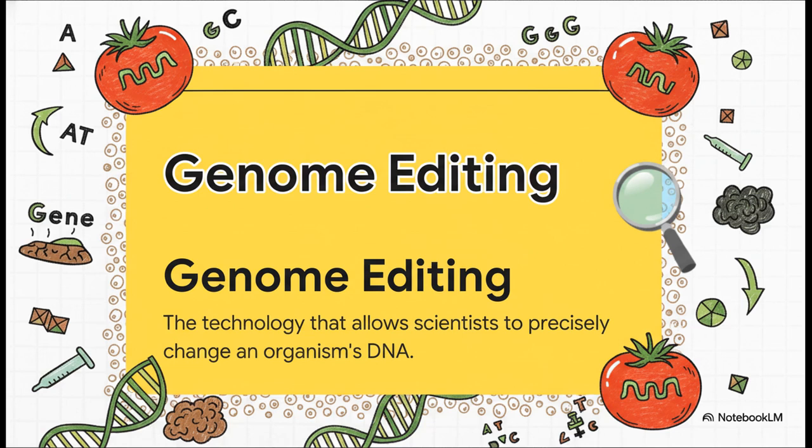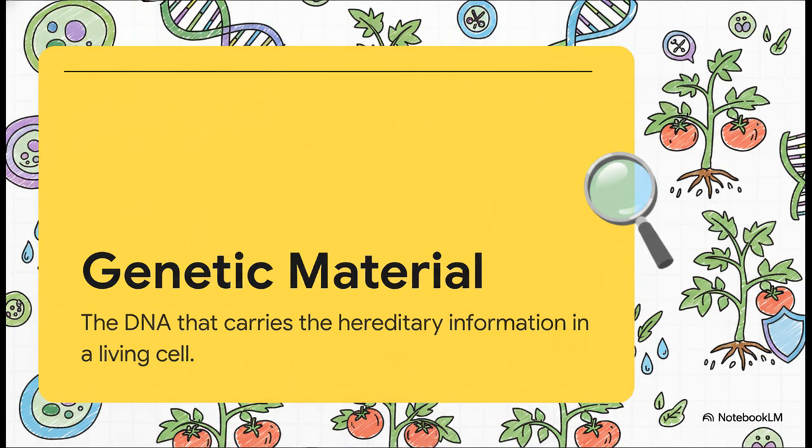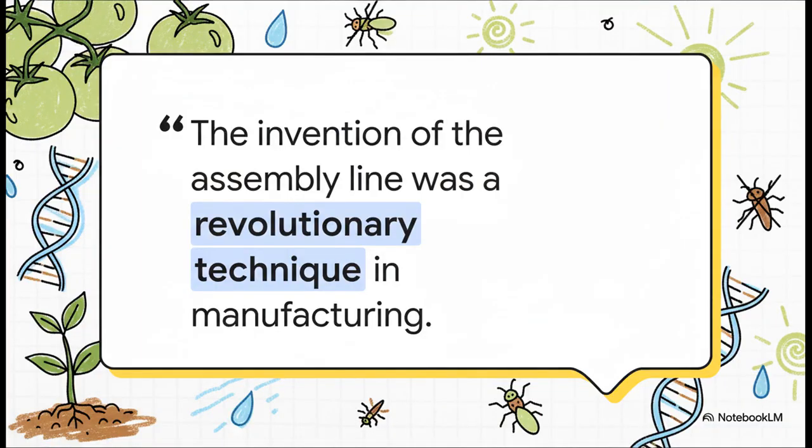It's pretty amazing. So, what exactly are scientists editing? They're working with the genetic material. This is the DNA itself, the fundamental blueprint that carries all the hereditary info. So when you hear genome editing, you know it's the process of changing this core genetic material. See how they connect? Now let's see how you can put this into practice.